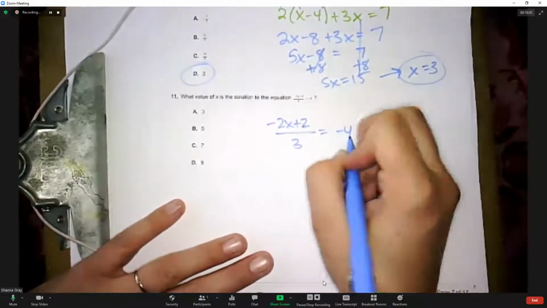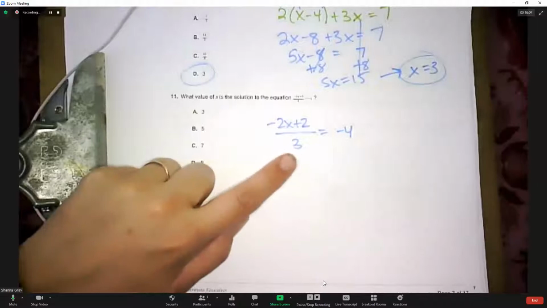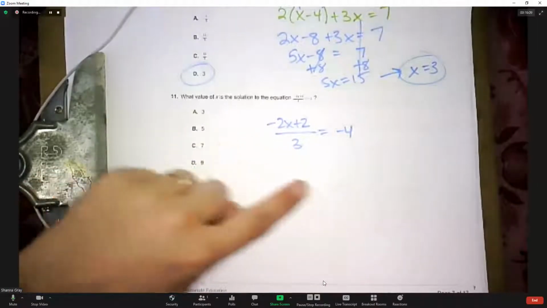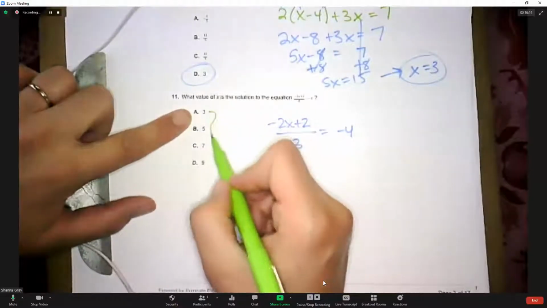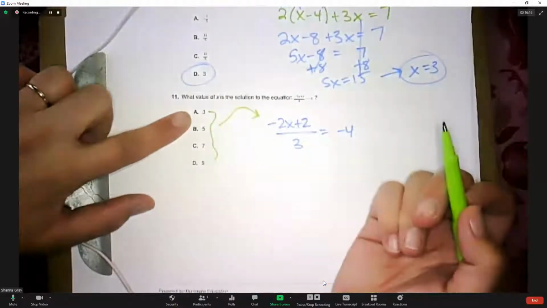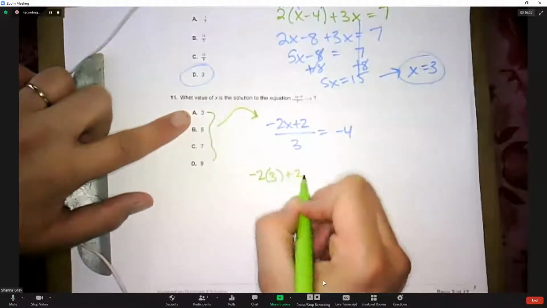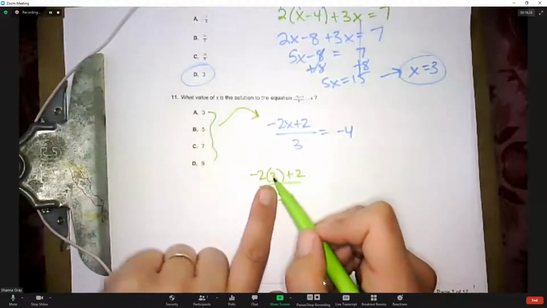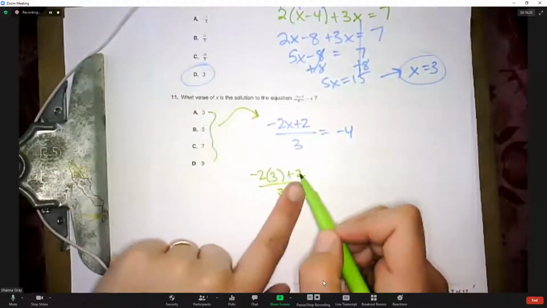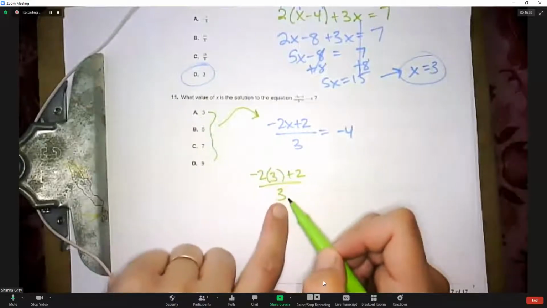But I did want to point out that if you have the solutions, then you know that if you plug them into this, it has to give you the right answer. So that's another way you could go through this: you could just take these answers and plug them in here and see which one works. So this would be -2 times 3 plus 2 divided by 3. You're seeing, is that -4? So that would be -6 plus 2, so -6 plus 2 would be -4 over 3.